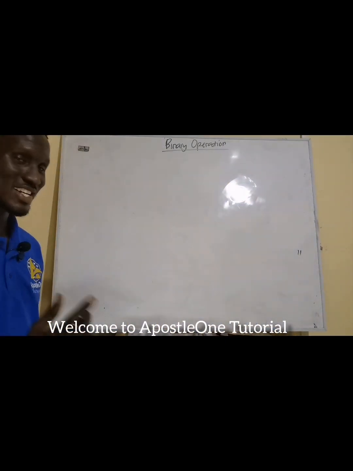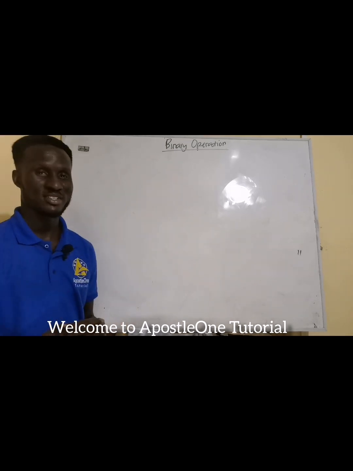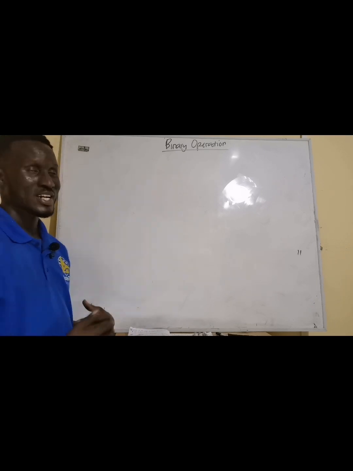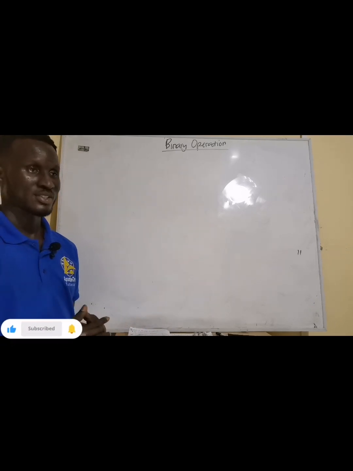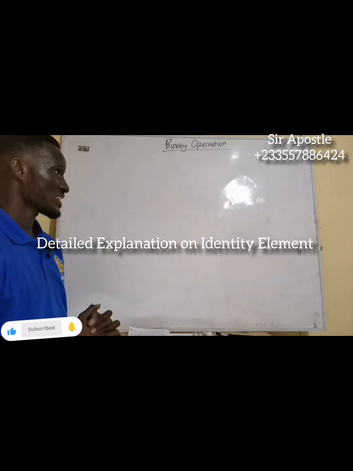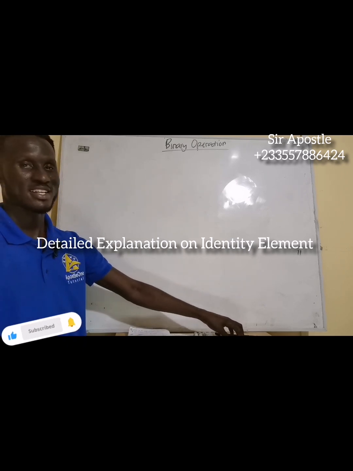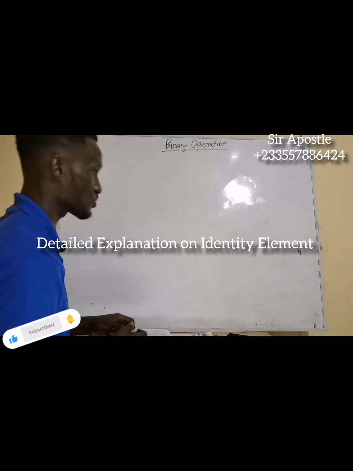Okay, now some of you said I should make some small videos on binary operations. You said you want the identity element in the universe, so I'm going to brush through the identity element. Look at it very well. Later on, I will start from the beginning, then I'll make videos on all of it. At this point, I'm going to focus on the identity element, and then as time goes on, I will do the rest.